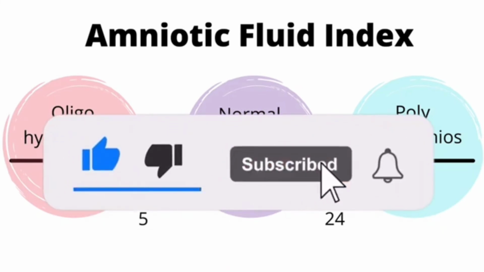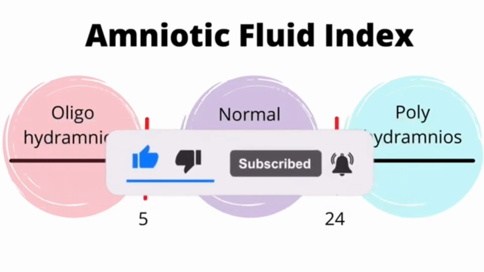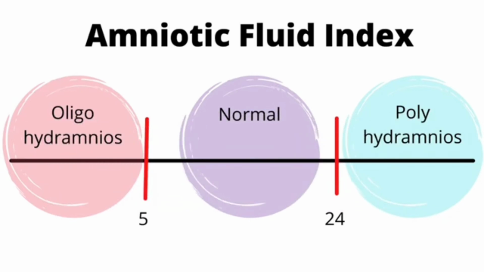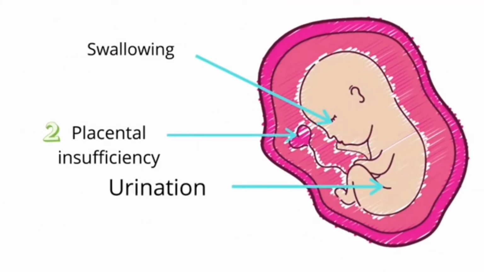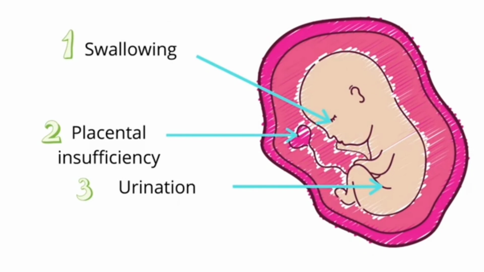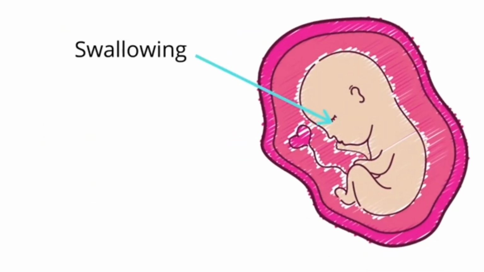So amniotic fluid less than 5 is oligohydramnios, and amniotic fluid greater than 24 is polyhydramnios. So now you know the numbers, but you might be wondering what influences the amount of amniotic fluid that is present. Well, simply put, it's influenced by 3 main things. 1. Swallowing. 2. Placental insufficiency. And 3. Urinating.